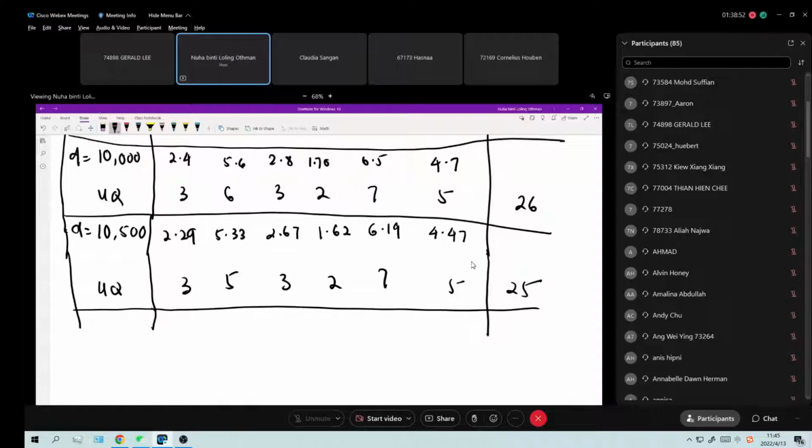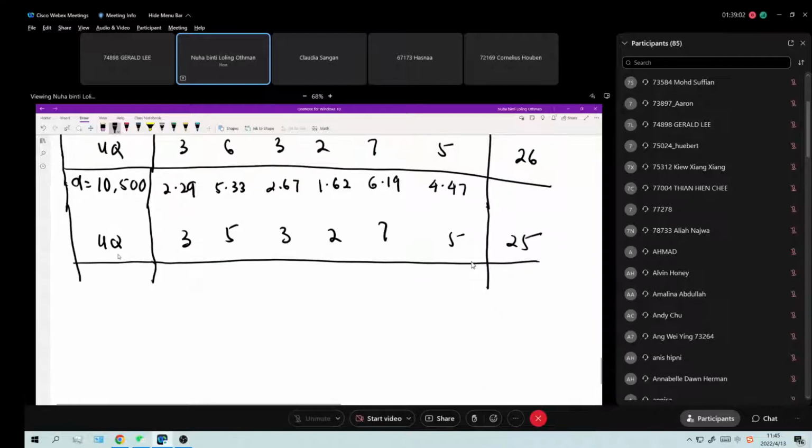So the correct divisor here, okay, for this Adams method, for this state, okay, 6 states here, okay, is 10,500. Will give you this one, 25. So these are the correct apportionment. Okay, you can try also with D equal to 11,000. Okay, you try. Okay, so what you get, based on the number that you have.